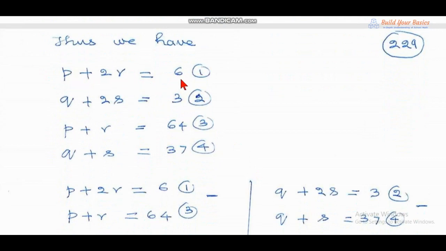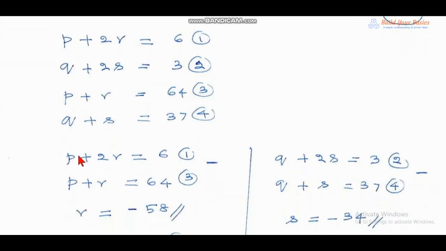P plus 2R equal to 6. Q plus 2S equal to 3. P plus R equal to 64. Q plus S equal to 37. We have got 4 linear equations in P, Q, R, S. We have to find the values of P, Q, R and S. First equation, P plus 2R equal to 6. The third equation, P plus R equal to 64. Subtract. P gets cancelled. R equal to minus 58. So we have got the value of R.